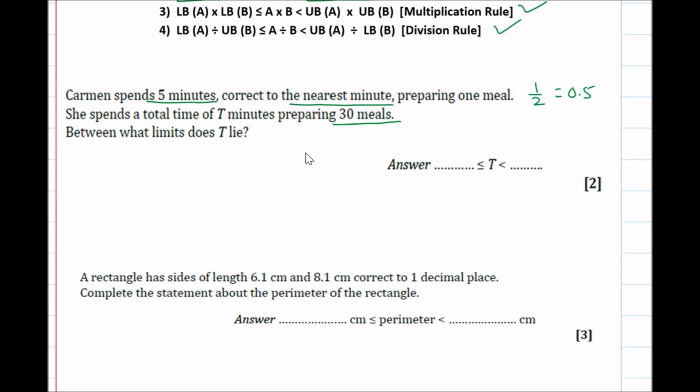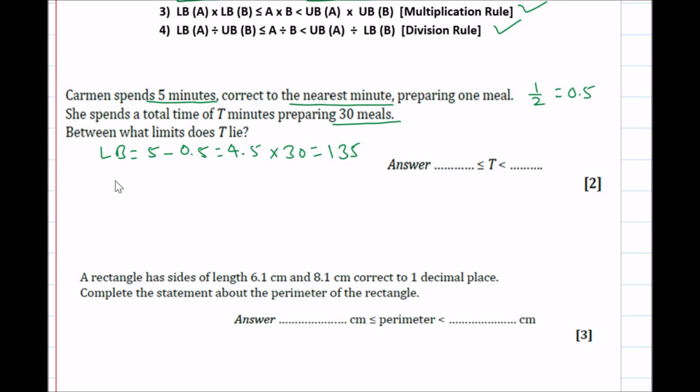Okay. So first of all, for 5 minutes we have to find the lower bound and upper bound. The lower bound will be given by 5 minus 0.5, that is 4.5. So this is for 1 meal. Now there are 30 such meals, so times 30. Then if you multiply, what will you get? 135.